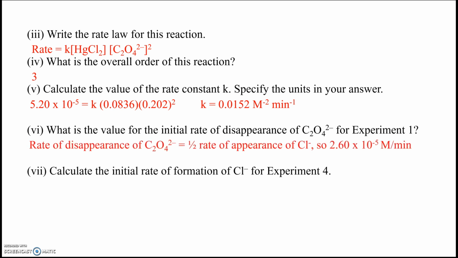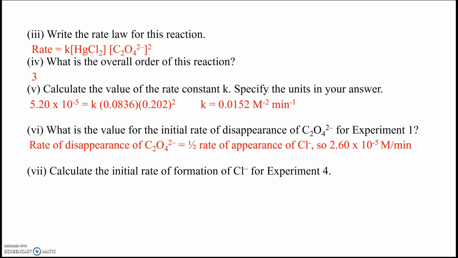All right, now what is the value for the initial rate of disappearance of oxalate for experiment 1? Well, my rate of disappearance is going to be half the rate of appearance of my chloride ion. So therefore, that's 2.6 times 10 to the minus 5th molarity per minute.